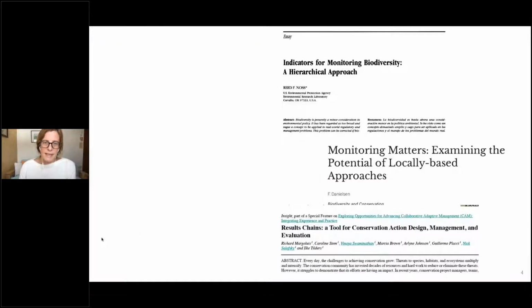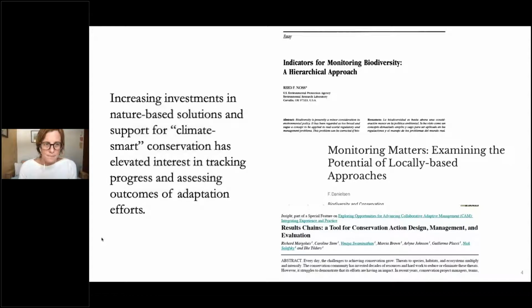So in the early 1990s, conservation practitioners began to focus more on monitoring and evaluation, given escalating pressures to increase accountability for whether or not actions were accomplishing what they intended to. The same can be said today in terms of climate change adaptation practice. Increasing investment in nature-based solutions and support for climate-smart conservation has elevated interest in tracking progress and assessing outcomes of adaptation efforts that aim to benefit people, ecosystems, and biodiversity under changing climate conditions.